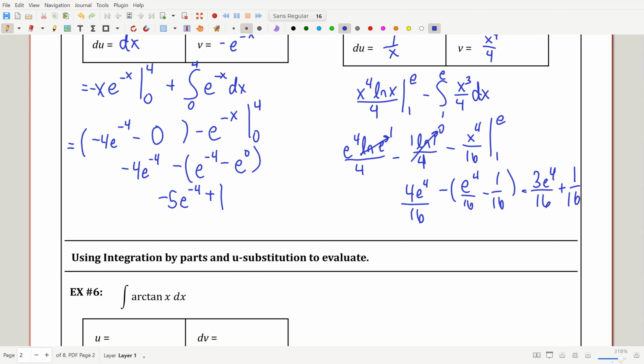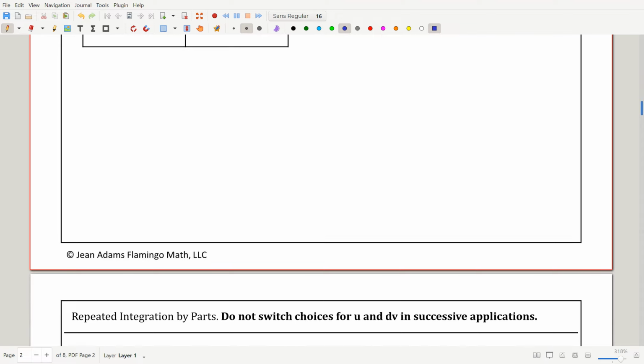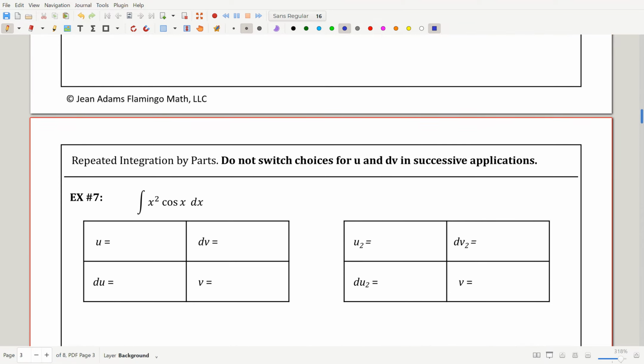I think what I wanted to do when I looked at this morning, I definitely want to do number 6, and then we're going to skip over. There's a shortcut that you could take in certain problems. We'll skip over that and do that tomorrow.